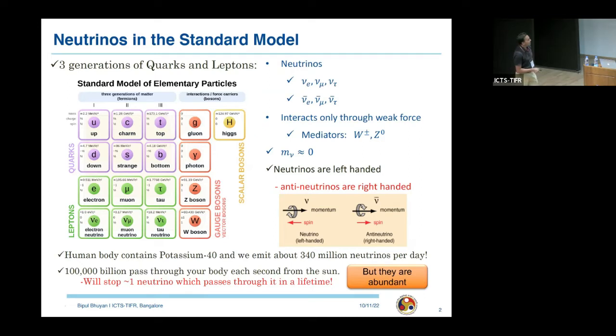For example, we are emitting about 340 million neutrinos per day, and we are getting about 100,000 billion neutrinos from the sun coming to us. And in our entire lifetime, we'll be stopping only maybe one of them. Otherwise, it would have become a good neutrino detector.